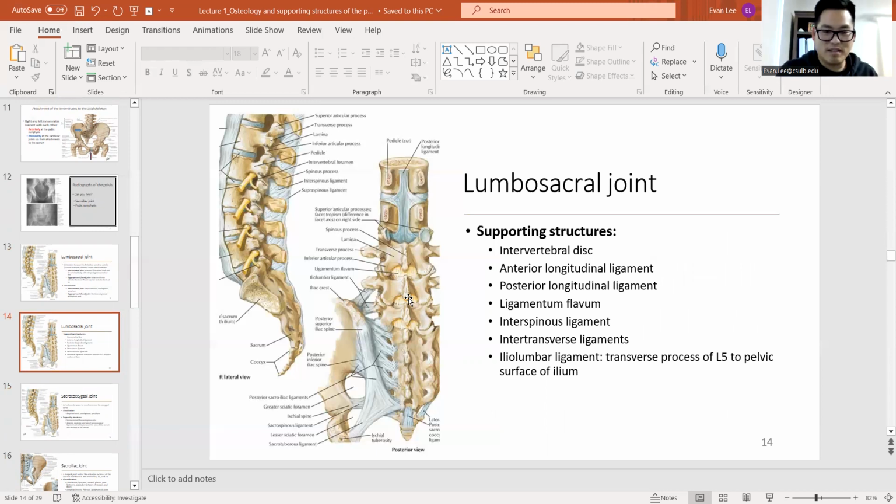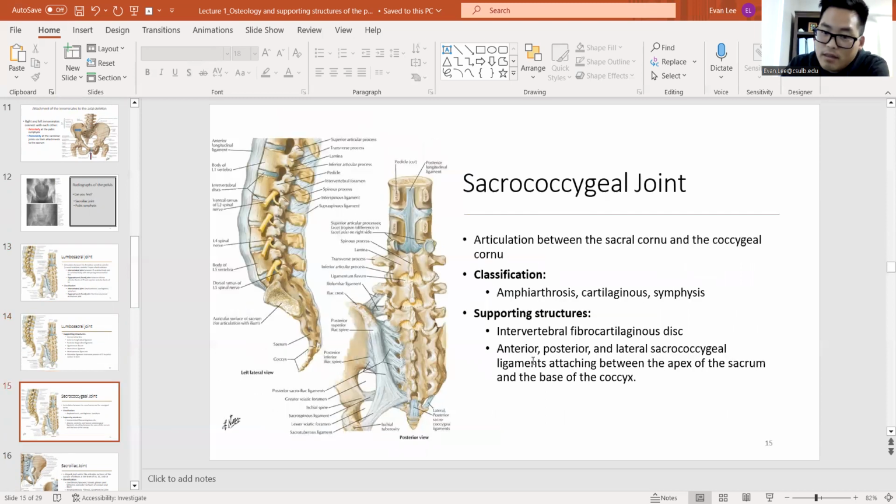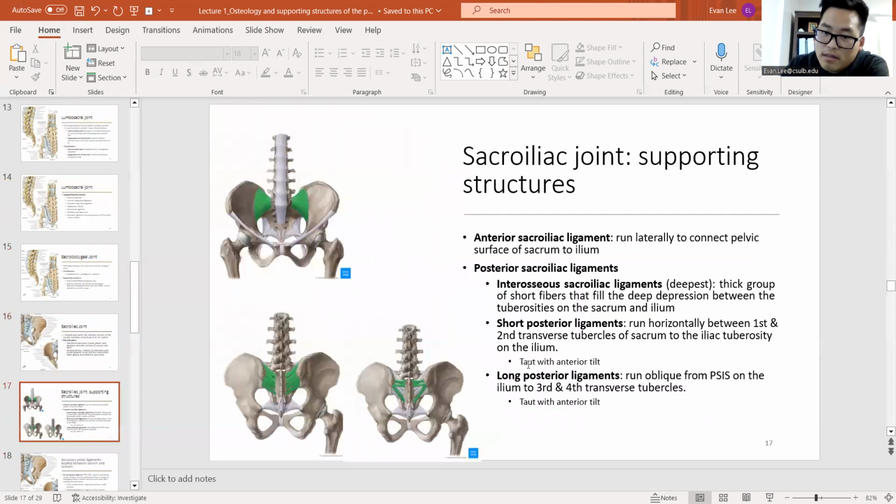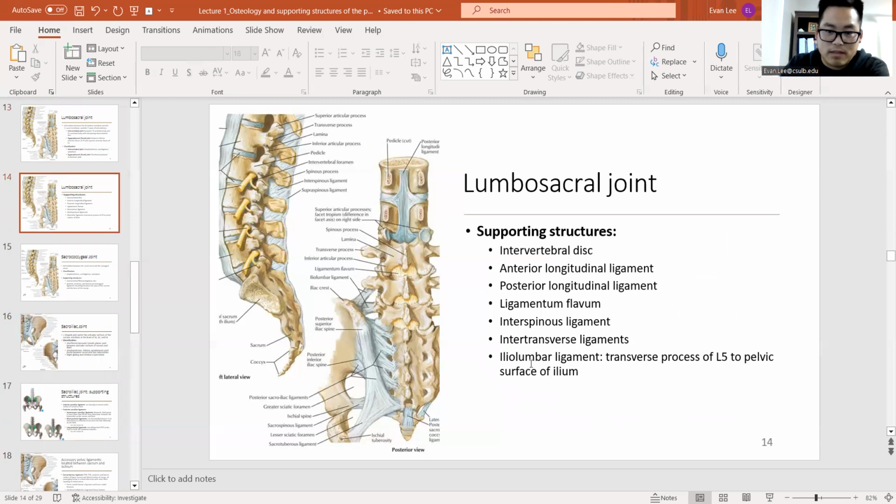So lumbosacral joint, you can see that you have those 2 major parts articulating, but you can also see that there are ligaments as well as connective tissues that are connecting them as well. And hold on. All right, looks like we better talk about those now.